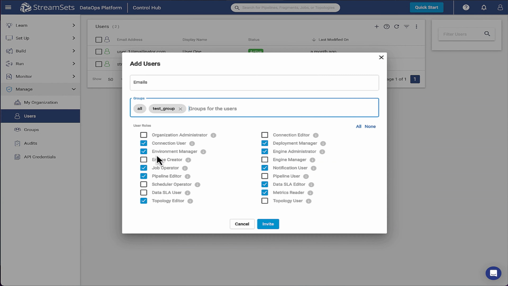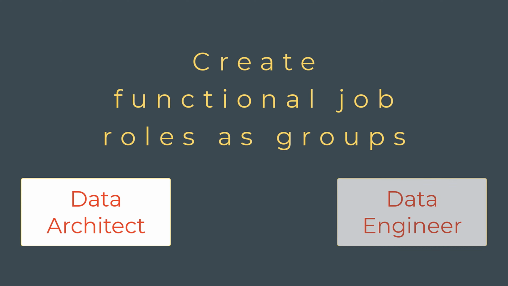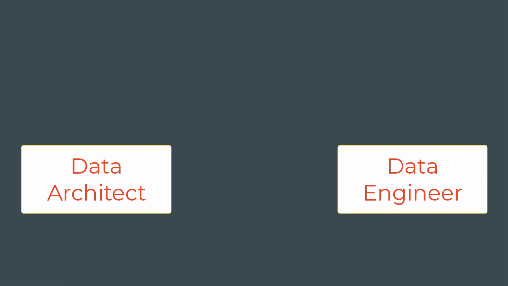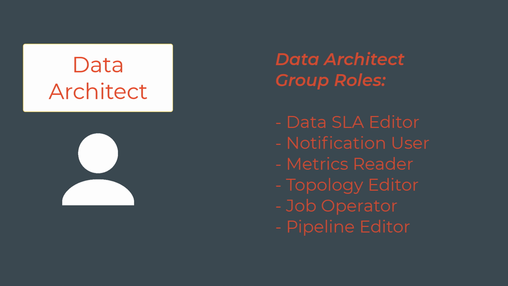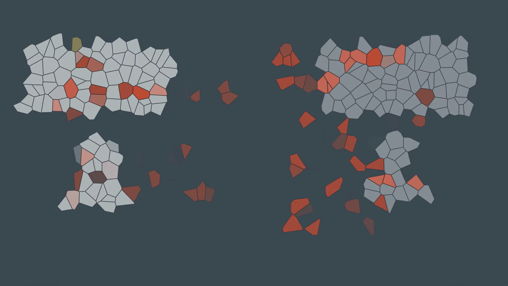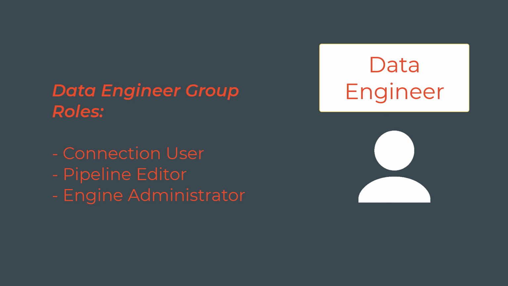You can use permissions granted through groups to better control organization-wide access. A common scenario is to create functional job roles, such as Data Architect or Data Engineer, as groups. A user who is a Data Architect can be assigned to the Data Architect group, where all of the Data Architect roles will be applied to this user on their next login. In the same way, the Data Engineer is added to the Data Engineer group and will have the Data Engineer roles on their next login.